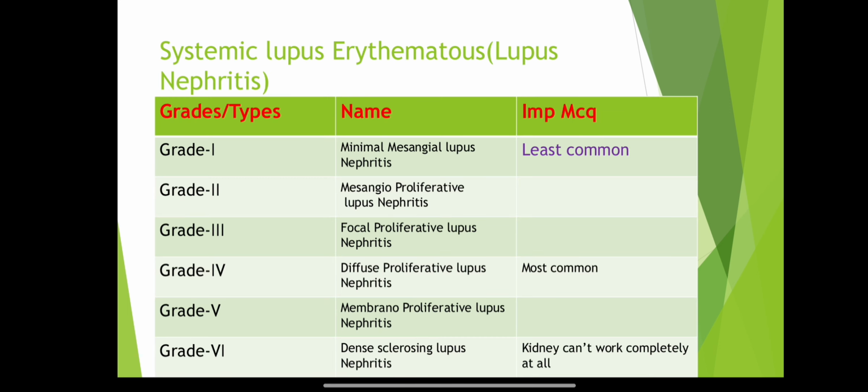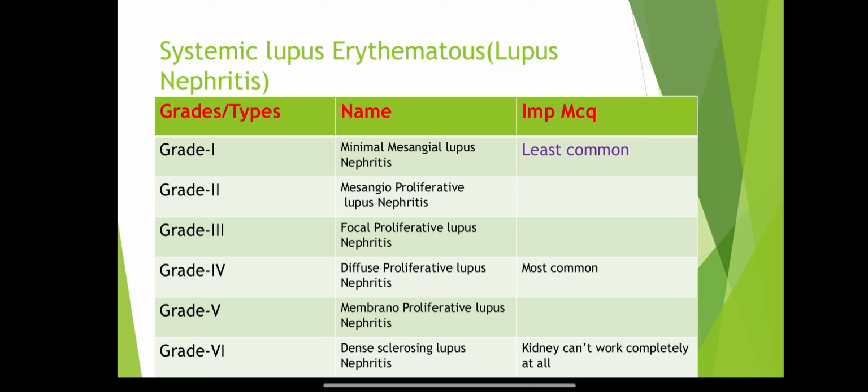Now we are moving to the next systemic disorder, that is systemic lupus erythematosus. WHO has given 6 grades for this. It affects the kidney, so it is known as lupus nephritis. Nephritis means inflammation of the nephron. Lupus means it is related to SLE, systemic lupus erythematosus. WHO has graded it into 6 grades: grade 1, grade 2, grade 3, grade 4, grade 5, and grade 6. We have to know the features as well as the names of these gradings.